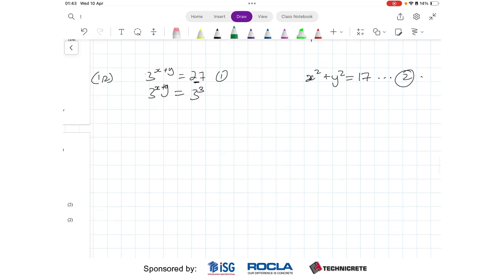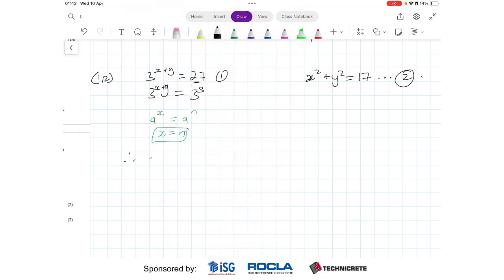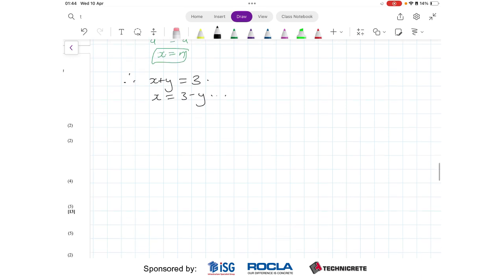Moving on, laws of exponents tell us that if you have a to the power x equal to a to the power n, then you can just equate exponents. Using this rule, we can write x plus y is equal to 3, where x will then be equal to 3 minus y. We name this equation 3. And what do we do with equation 3? We substitute into where?